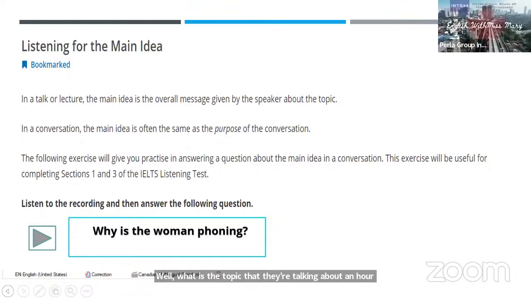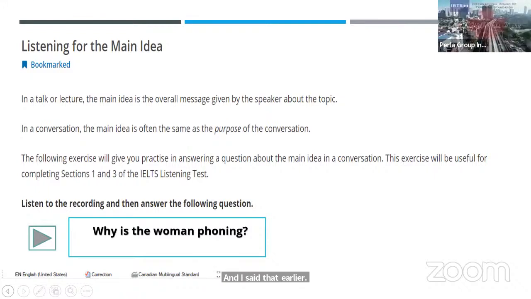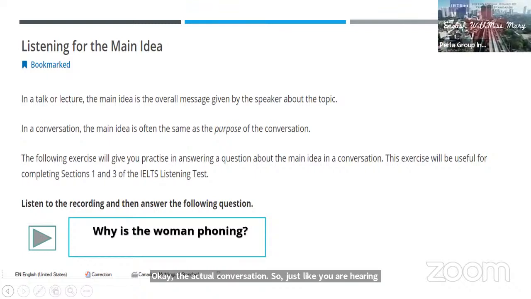And I said earlier, we need to visualize, okay, the actual conversation. So just like you are hearing it, try to visualize it, understand the topic, what's going on, and how the speakers feel, okay? This is the exercise that we will do just so you can understand better. So this exercise will be useful for completing section 1 and section 3 in the IELTS listening tests. Okay, so those are skill practices, okay?